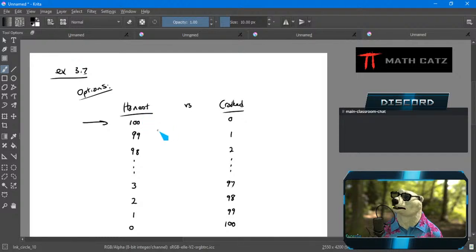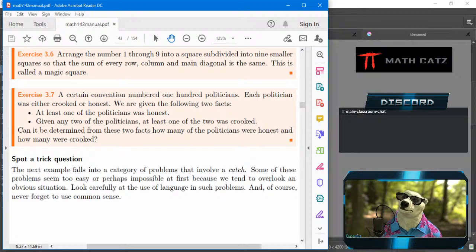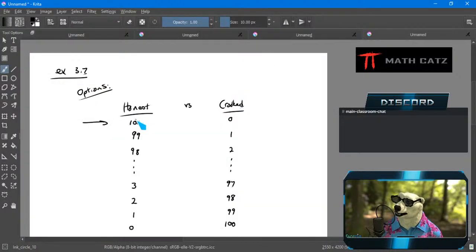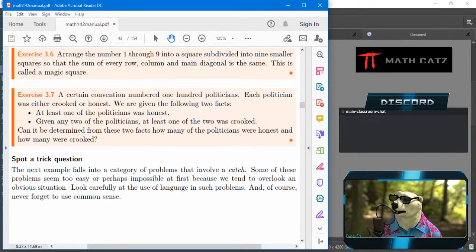Can I have 100 honest and 0 crooked? Well, I know there is an honest politician, so I definitely need to have one or more. I happen to have 100. Can I have 100 honest politicians and 0 crooked?